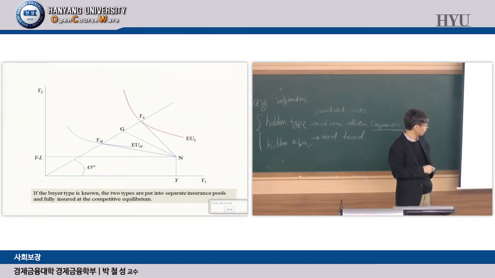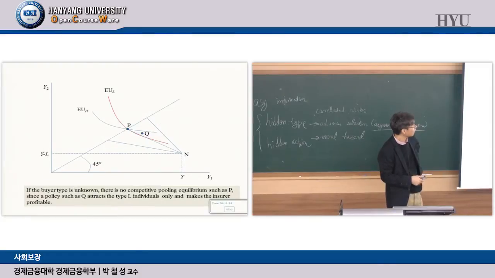Everybody knows the type. So if the buyer type is known, the two types are put into separate insurance pools and fully insured at the competitive equilibrium. They have just separated.